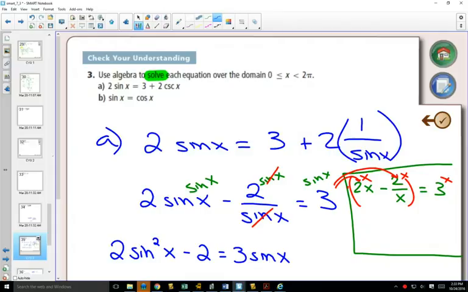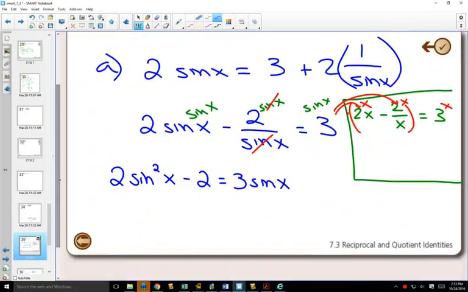So we have to use our algebra skills from rational equations. Once we change it out of a rational equation, it becomes a quadratic equation. So we now have to use our algebra skills for solving quadratic equations. That would be to make one side equal to 0 and factor. Now this one's fairly easy to factor.